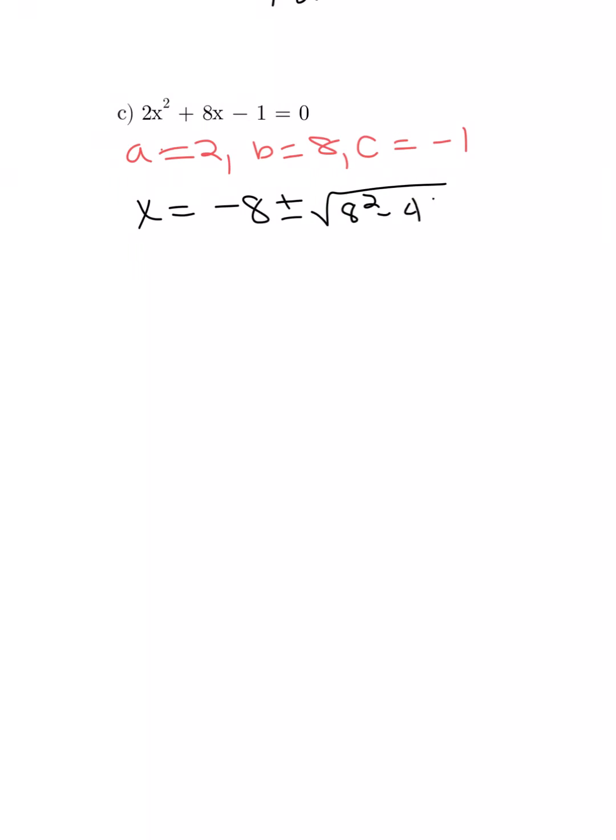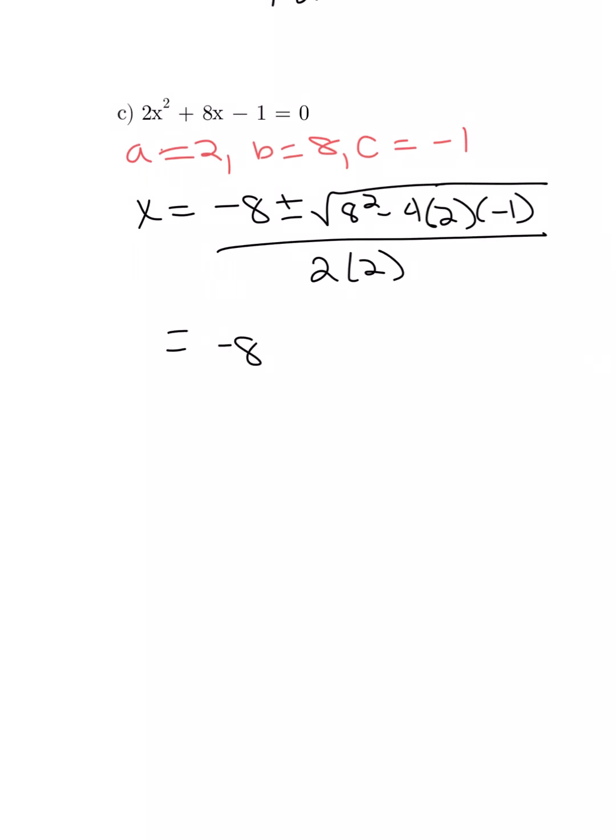For our last example on the quadratic formula, we have 2x squared plus 8x minus 1 equals 0. So on this problem, a is 2, b is 8, c is -1. Putting it into our formula, we'll have x equals, the opposite of our b is -8 plus or minus the square root of, the b is 8 squared, minus 4 times a is 2 times -1. All of that goes over 2 times a, which is 2.